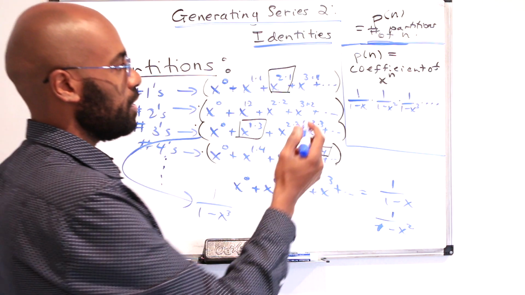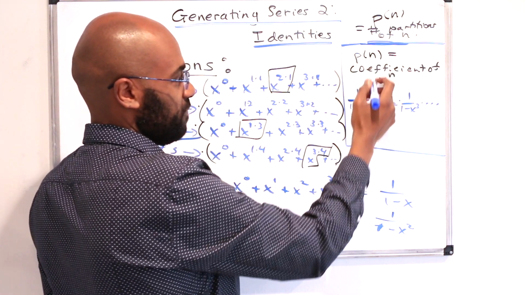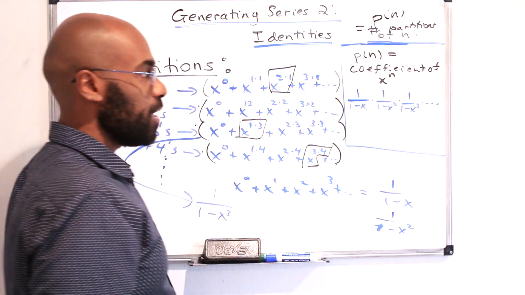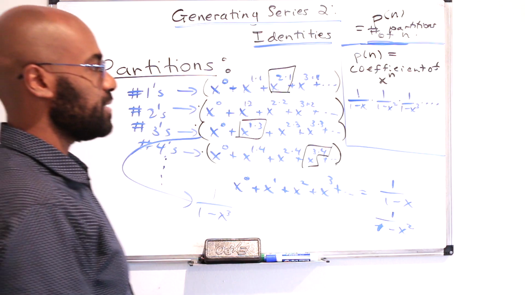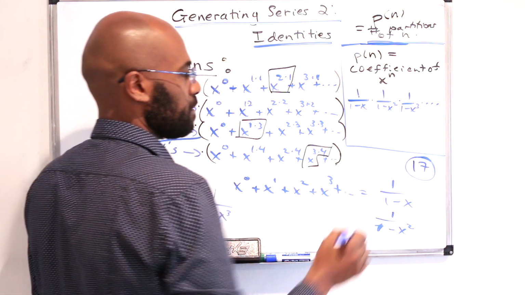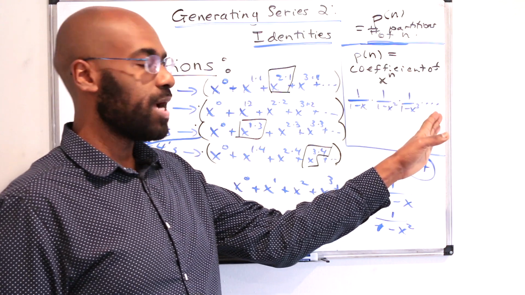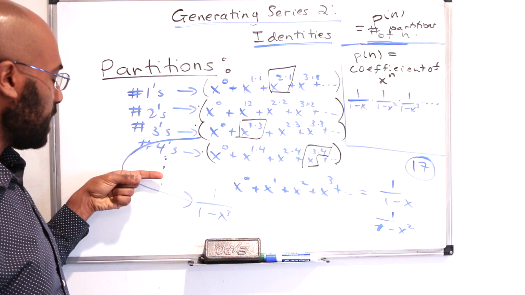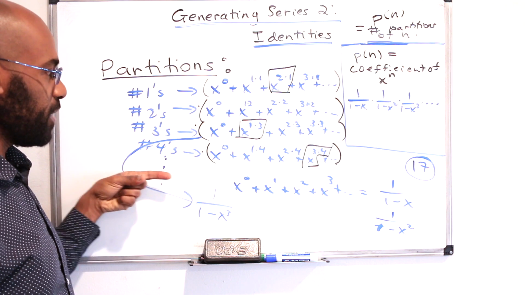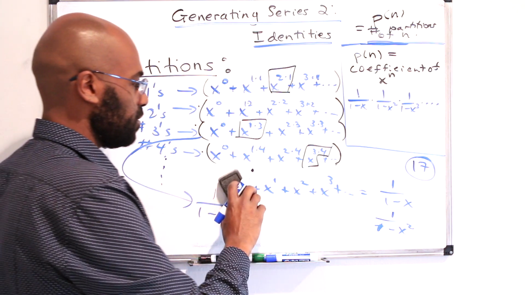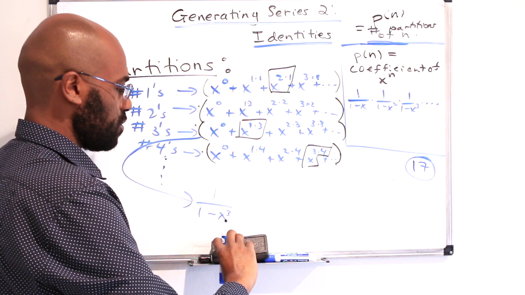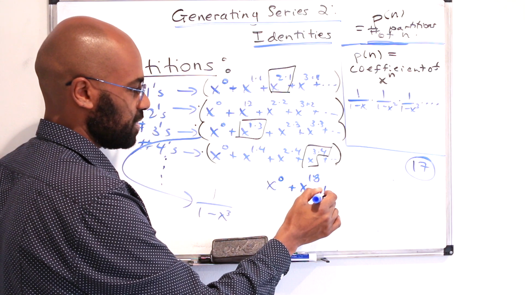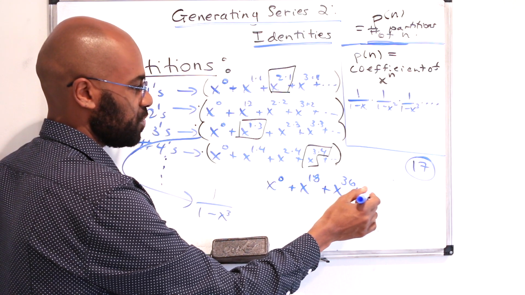But here's the point. In terms of why you're okay saying that P of n is the coefficient of x to n in this infinite product. When you think about a particular value of n, like let's say 17, not many of these terms are actually going to contribute to the coefficient of x to the 17. Because when we get to say like the series associated with the number 18, we're going to have a series that looks like x to the 0 to start, and then x to the 18 as a second term, and x to the 36 as a third term, etc.